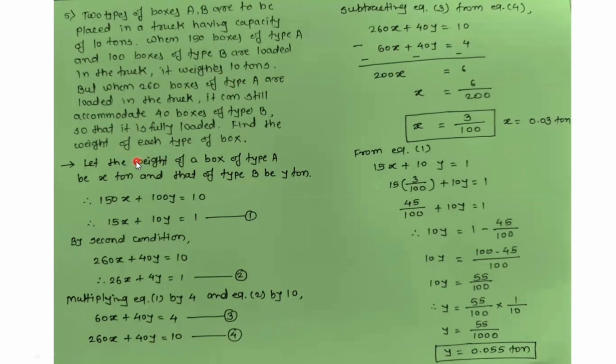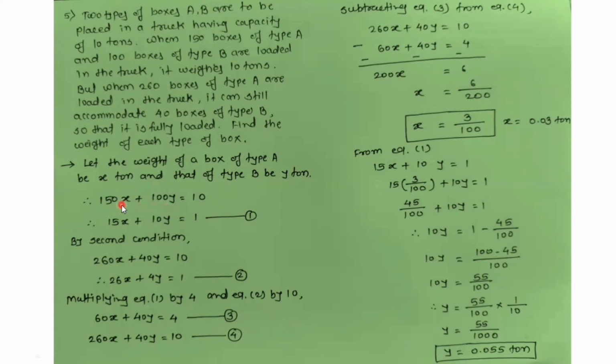So weight of one box of type A is x. We have to load 150 such boxes. So its total weight will be 150x. Similarly, weight of one box of type B is y tons and we have to load 100 such boxes. That's why its total weight will be 100 into y, that's 100y.